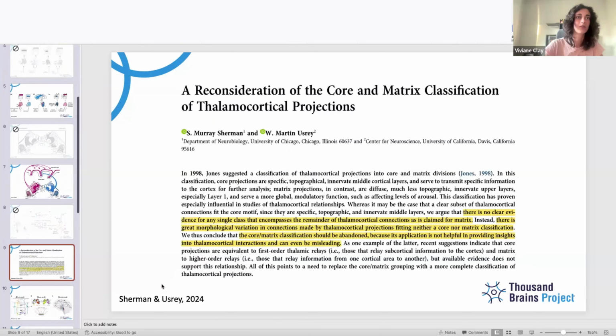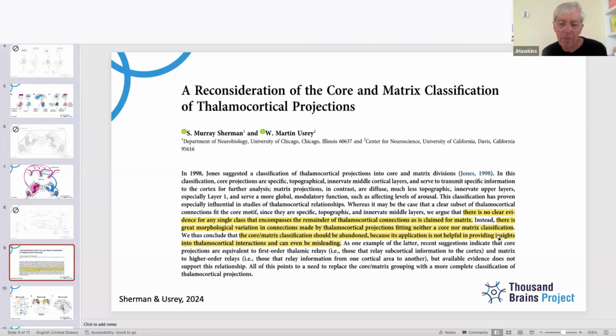And actually, I found this pretty recent paper from Sherman and Usrey that says that this kind of classification is too simplistic. There are clearly core cells, but there's no clear evidence for a single class that encompasses all of the matrix cells, and there's great variation in connections made by the thalamic projections that fit neither core nor matrix classification. And it often leads to confusion because there isn't really a clear mapping between first order and higher order nuclei and matrix cells. So this is a bit too simplistic.